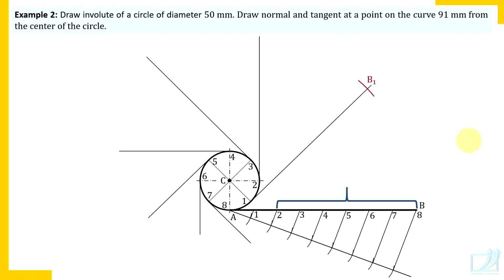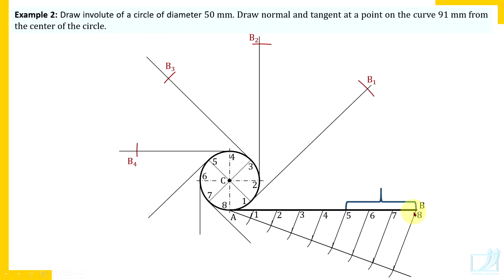Then take second distance 2b in compass, and from point 2 on the circle transfer it on the second tangent. Now take distance 3b in compass, and from this point 3 transfer that distance. Now take distance 4b in compass, and from fourth point on fourth tangent transfer that distance. Now take distance 5b in compass. Just we are reducing this length of tangents by one division.